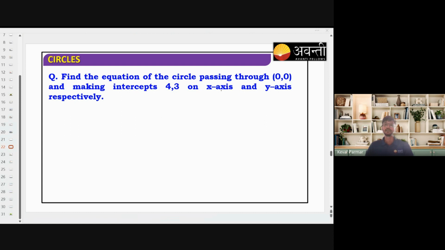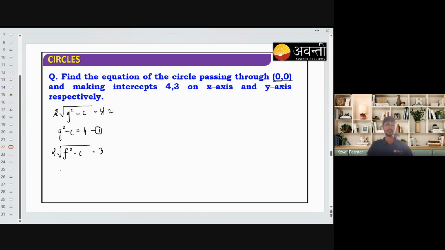Find the equation of the circle passing through the origin and making intercepts 4 and 3 on the axes. So that means the x-intercept is 4. So what was the x-intercept? 2 under root of g square minus c is 4. We can cancel out 2, and if we square both sides, I'll get g square minus c equals 4. Let's mark it as equation number 1. Similarly, what is the y-intercept? 2 under root of f square minus c. It is given as 3.